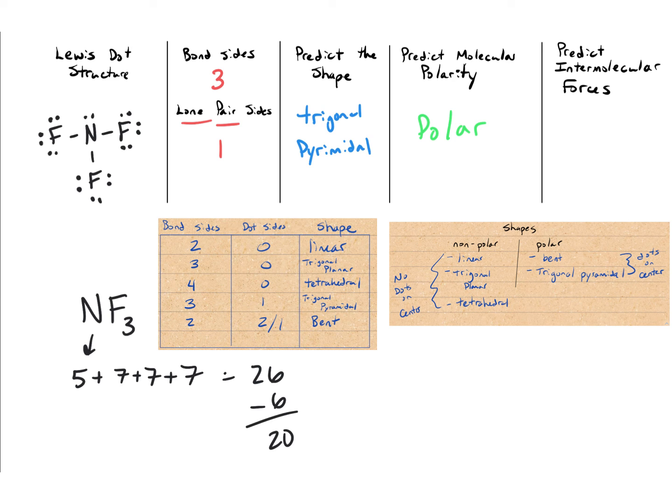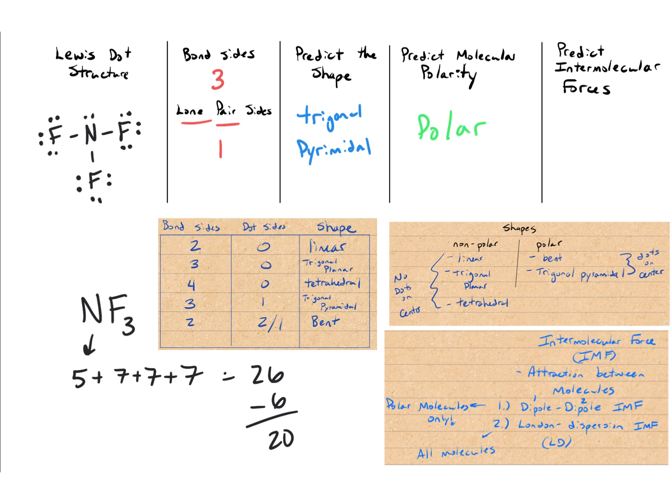Finally, I'm going to take another screenshot from another part of our notes that talks about how to predict the intermolecular forces. If you remember, I said if it's polar, it has the intermolecular force known as dipole-dipole, and it also has London forces because all things exhibit London forces. So since this is a polar molecule, it has both London dispersion and dipole-dipole. Now, if you predict the molecular polarity to be nonpolar here, then you would only put London dispersion in this space over here on the far right.